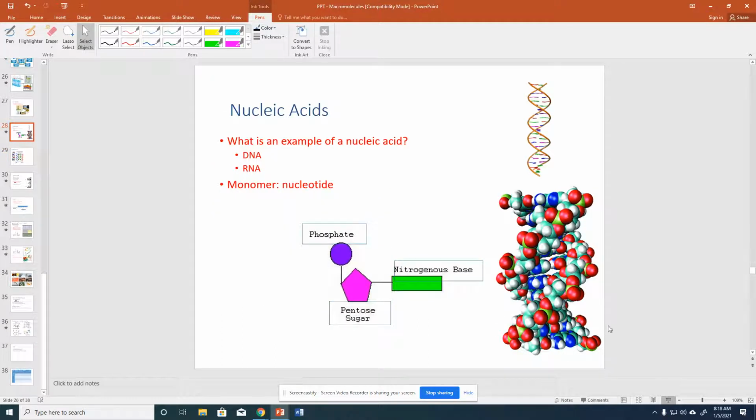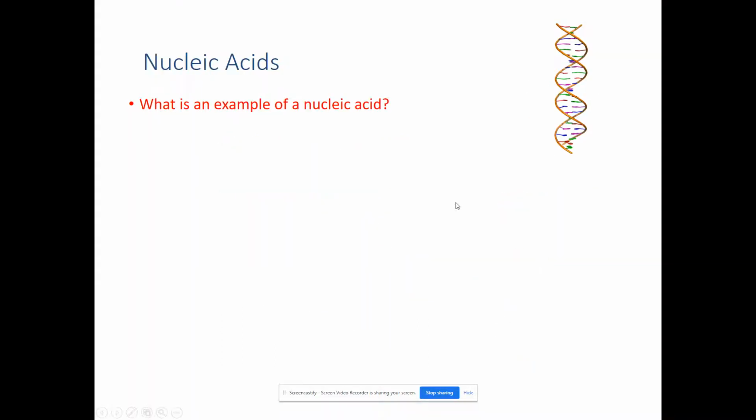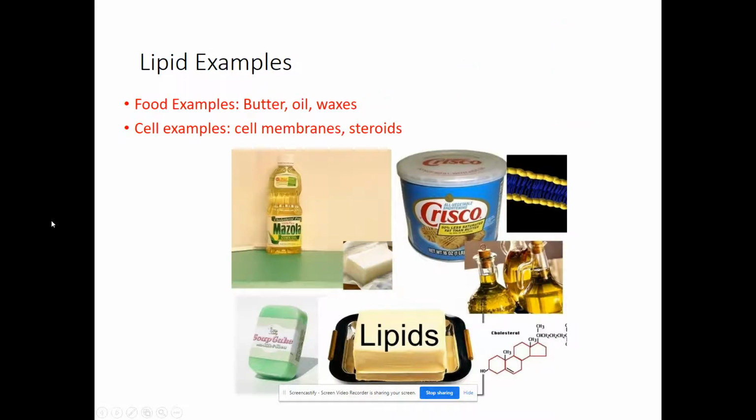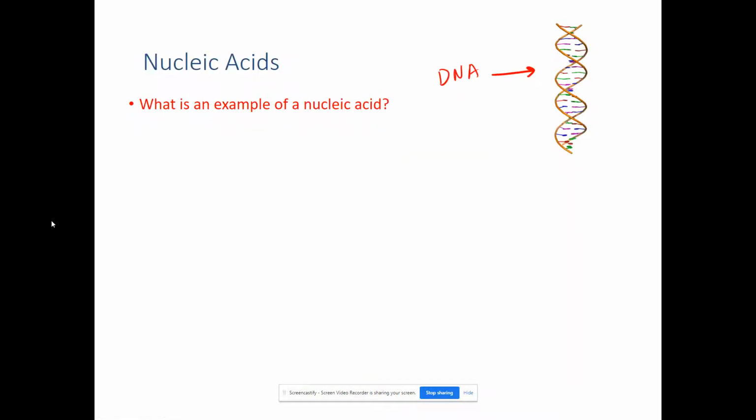All right, everyone. Today we're going to be talking about nucleic acids, and you've definitely heard of these before, and you can see this picture right here. You recognize that. This says, what is an example of a nucleic acid? Well, you know that this is DNA, right? So DNA must be one of our examples. Actually, what we'll see here is the NA of nucleic acids is the NA of DNA.